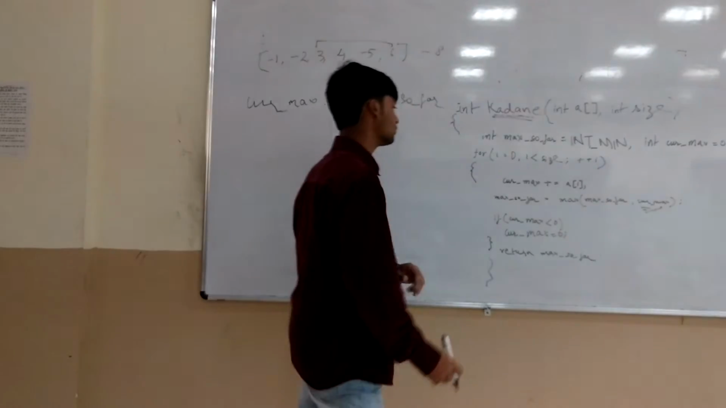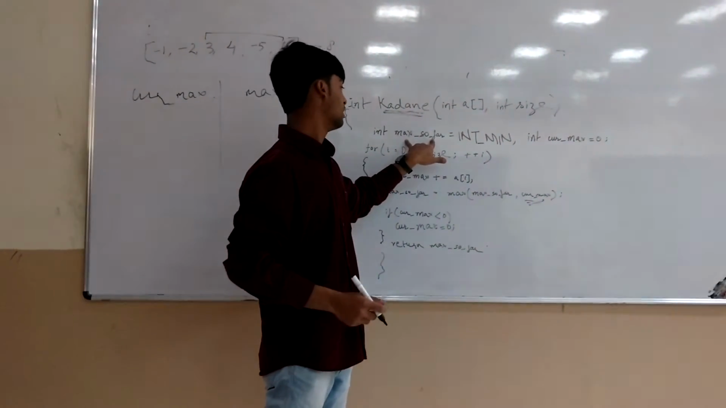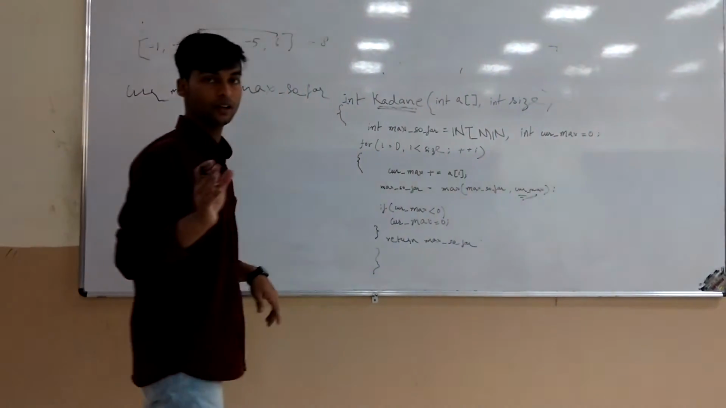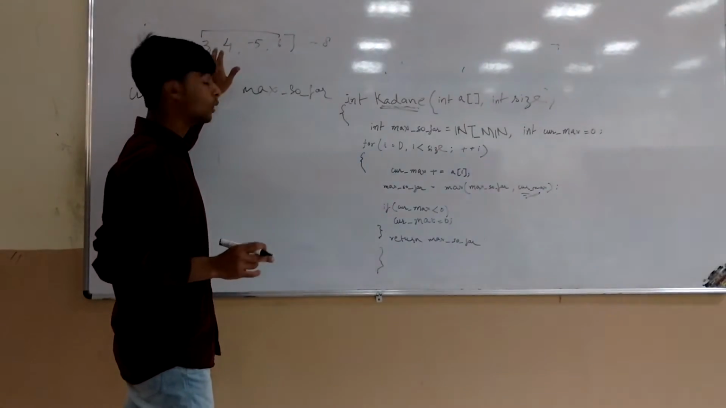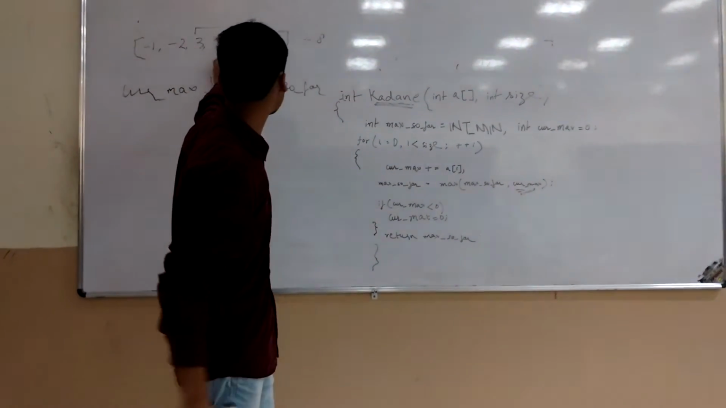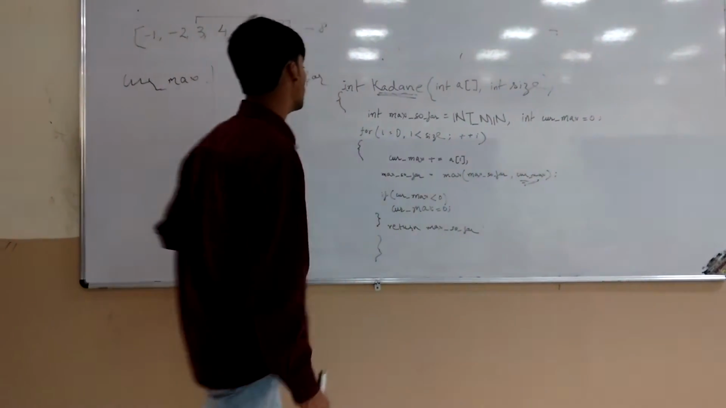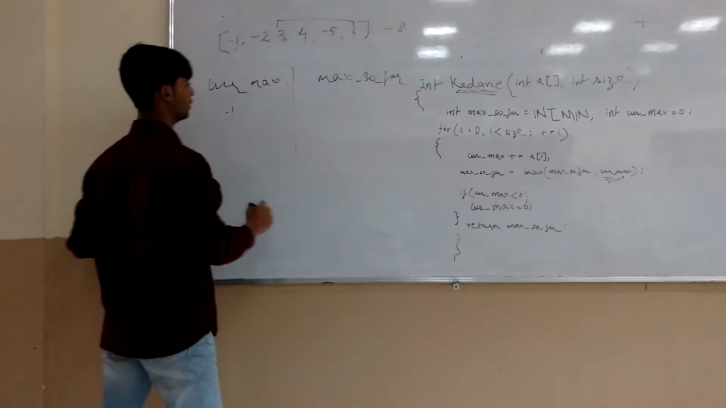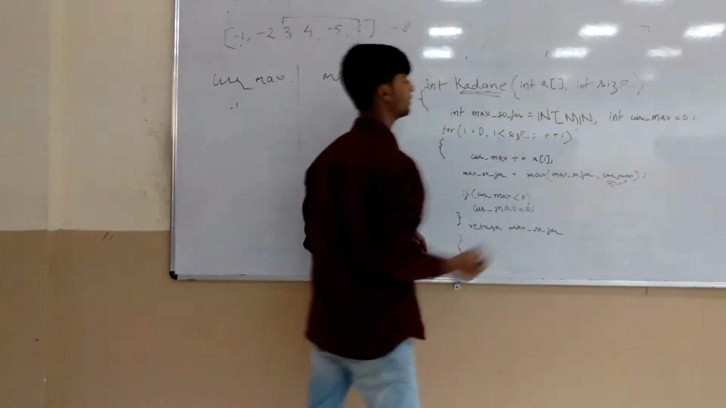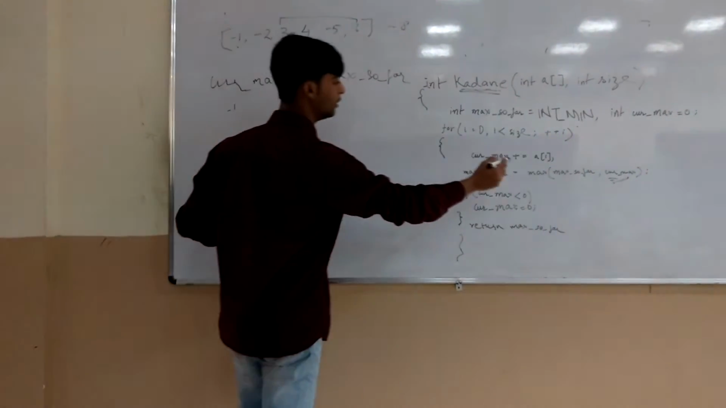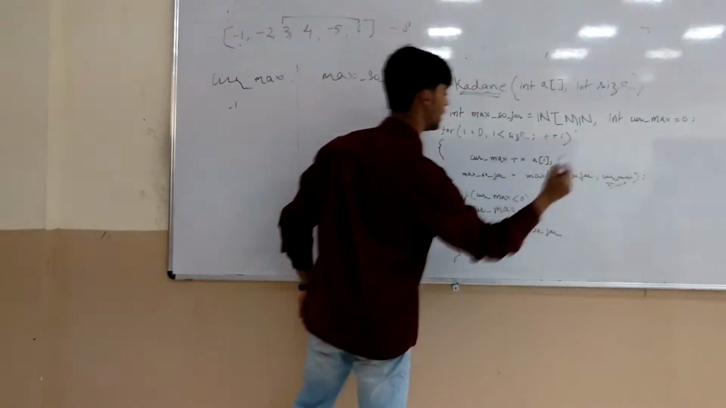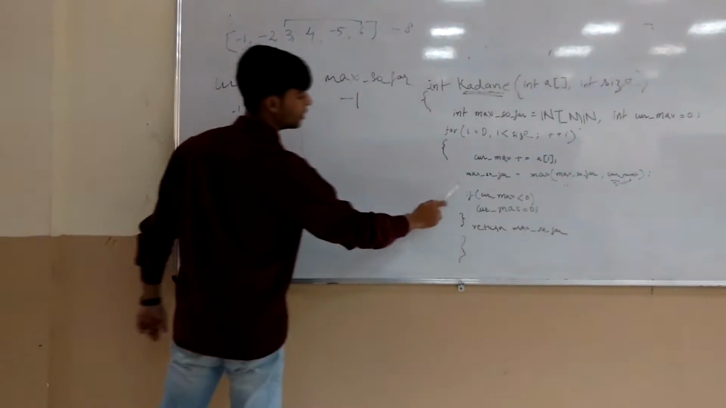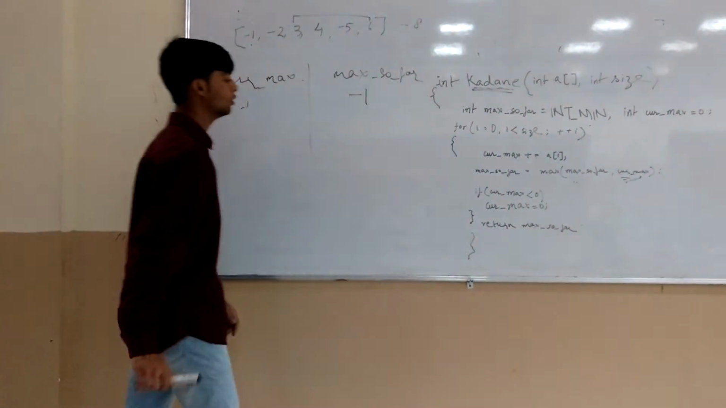So here's the code. Suppose we have taken an integer max so far, which would give the desired result, and the current max is going to give us the maximum value up to the current index. So for the first iteration we would see that -1. Current max would be -1, and max so far, since it is initialized to int min, which is the minimum value of an integer, so obviously at this point current max will be greater than max so far, so max so far equals -1.